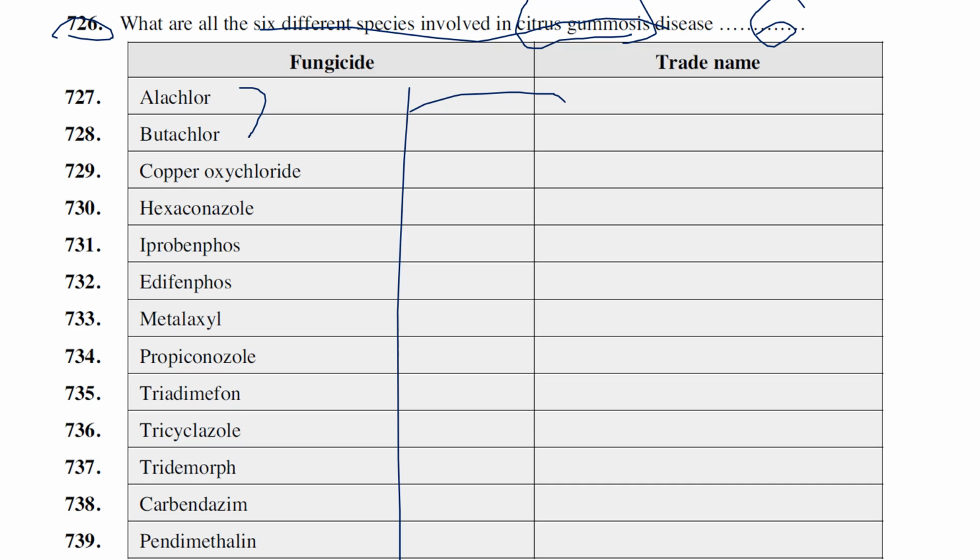Propiconazole, Tilt; Triadimefon, Bayleton; Tricyclazole, Beam or Bim or Blastin, various trade names are there; Tridemorph, Calixin; Carbendazim, Bavistin; Pendimethalin, Stomp. These are all the various kinds of fungicides, insecticides, and herbicides along with their trade names.